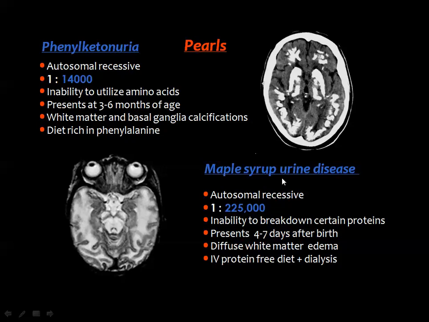The maple syrup urine disease is also an autosomal recessive. It is rare. The main problem is inability to break down certain proteins. The presentation is early in the early days of life with diffuse white matter edema indistinguishable from any other white matter edema, and the treatment is also related to diet, which may need to give the patient intravenous protein-free diet, and you may need also to have dialysis in order to remove the waste products resulting from the inability to break down these proteins.